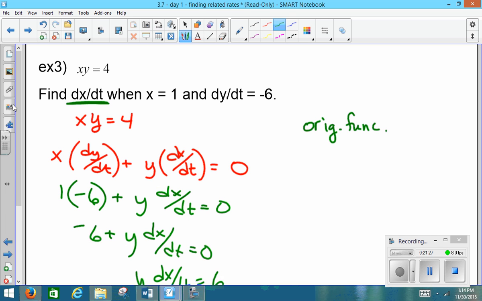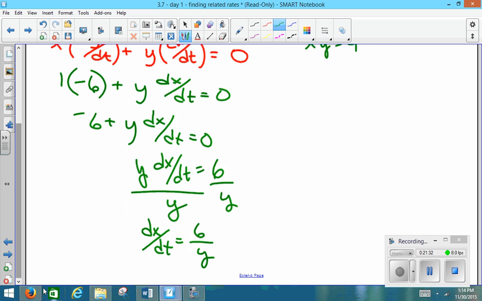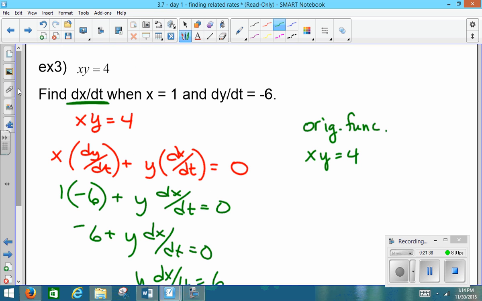Get y by itself: x, y equals 4. Why get y by itself? Because I need a y value, right? So go to the original. Where's my x? I don't see that. It's in the original problem.